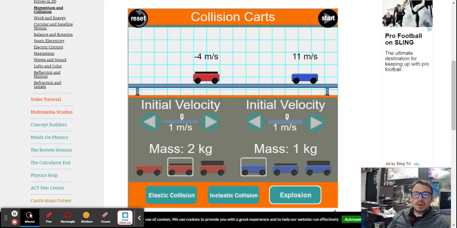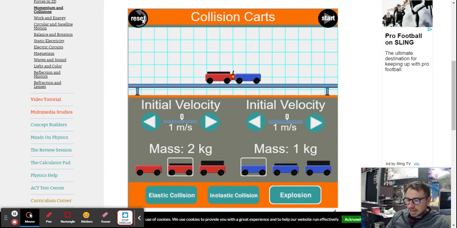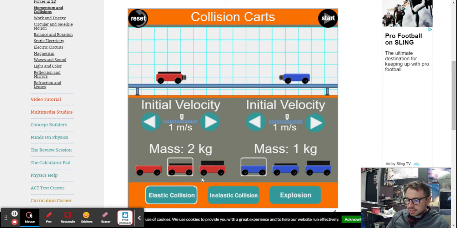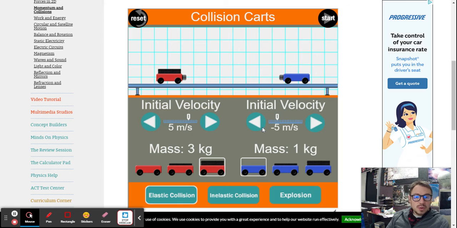All right, so now we move on to the next one. We'll reset that. Now, this one is going to be an elastic collision. So you can see here the elastic collision. It says set the red cart to 3 kilograms. The blue cart is going to be 1 kilogram. It says set this one to 5 meters per second. The blue cart is going to be -5. So be careful with that sign.